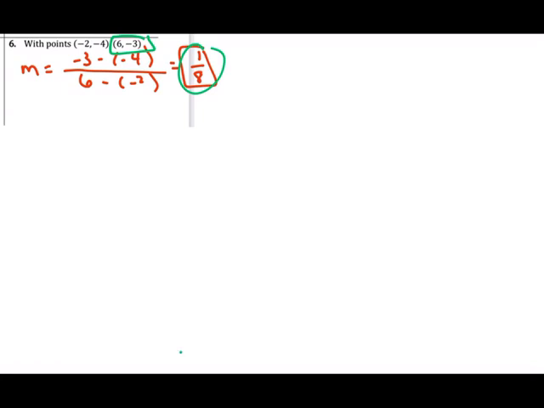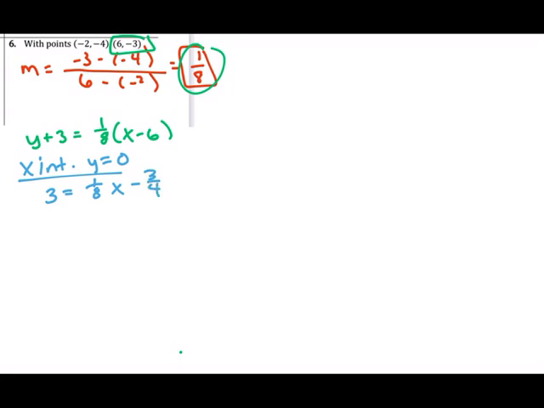So this was definitely a challenging one, which is why it was the last one here. So I'm going to pick this point right here. So y minus -3 is going to become y plus 3 equals my slope times x minus 6. And I'm going to go ahead and find the x-intercept, which means that I'm going to plug in 0 for y. So 3 equals, I'm going to distribute, 1/8 x minus 6 over 8, or minus 3 over 4.